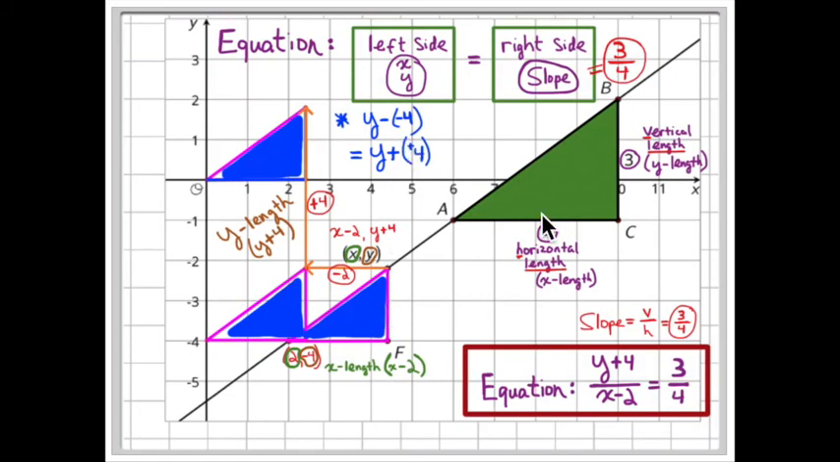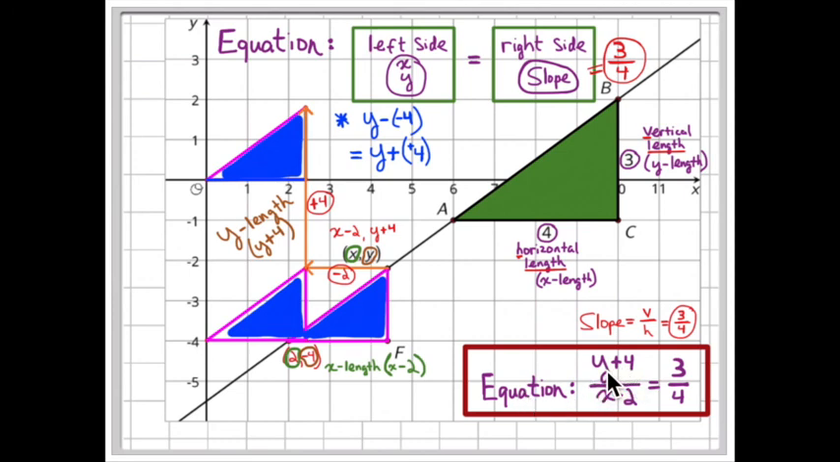So here's the whole thing on one page. To figure out the x and y values, we slid this over by subtracting 2 and adding 4. And to figure out the slope, we used this 3 and this 4. And we wrote this. Now we can write this equation.